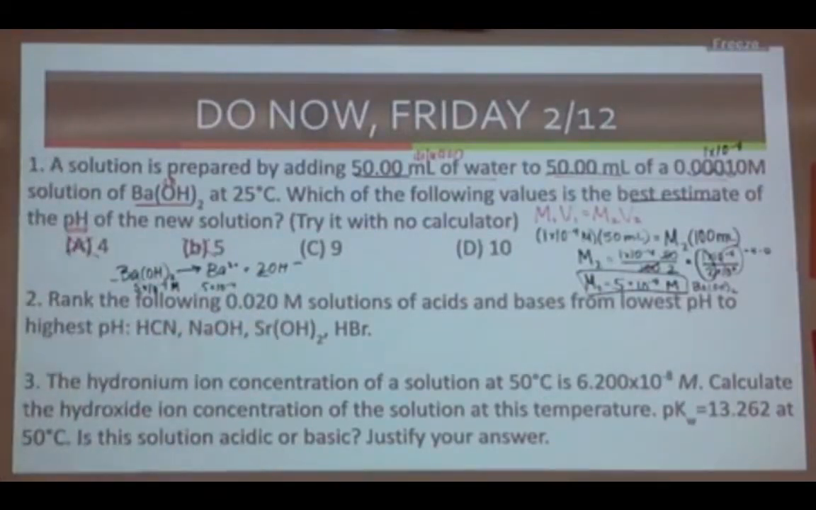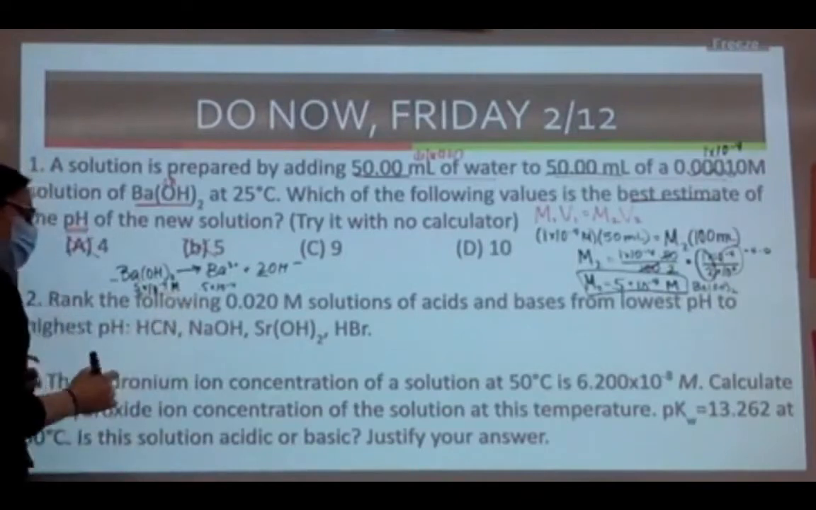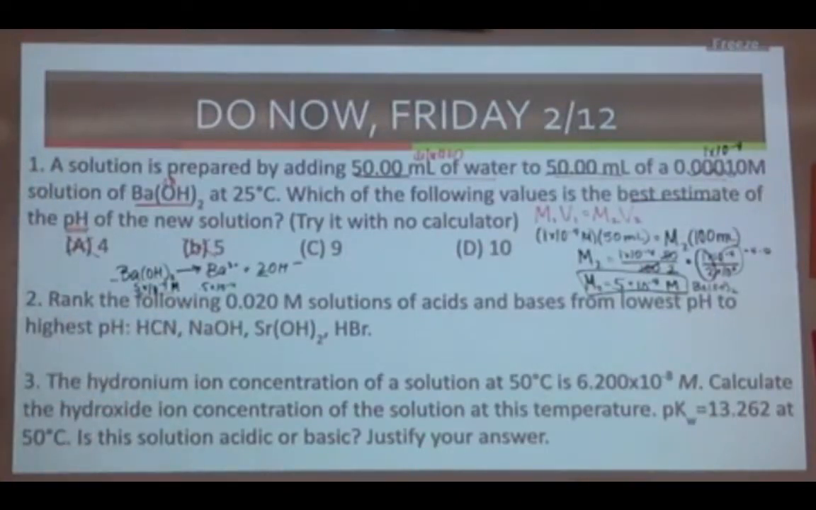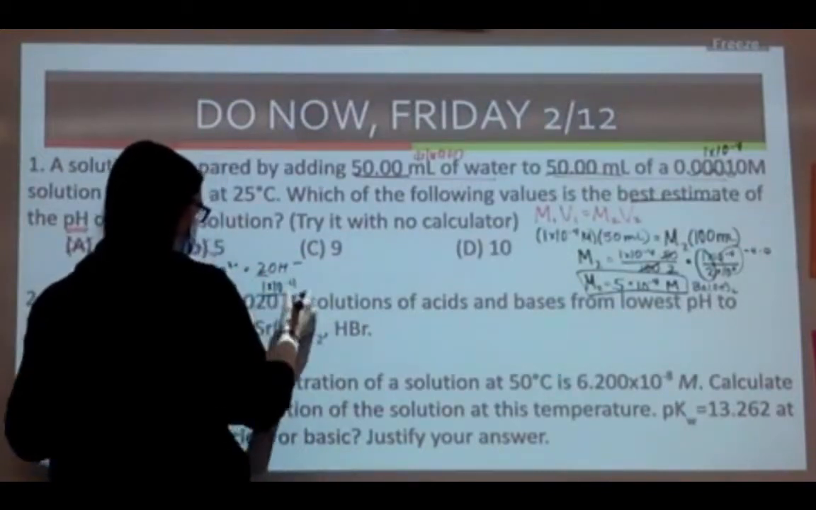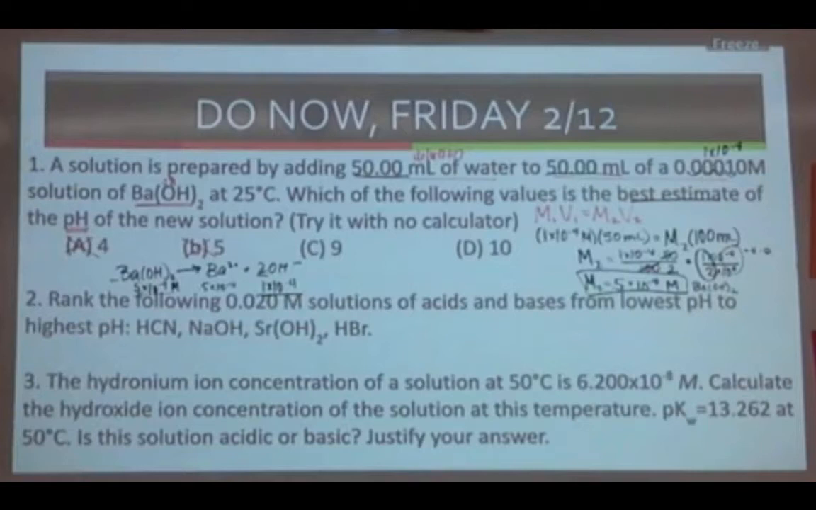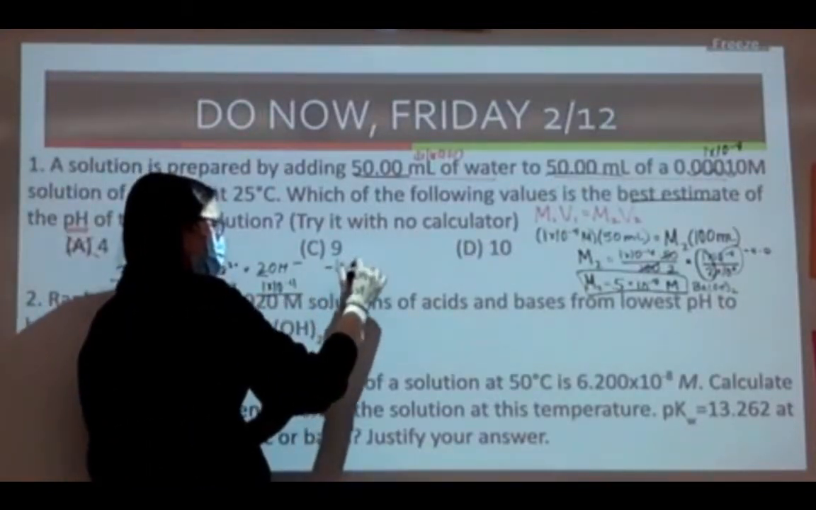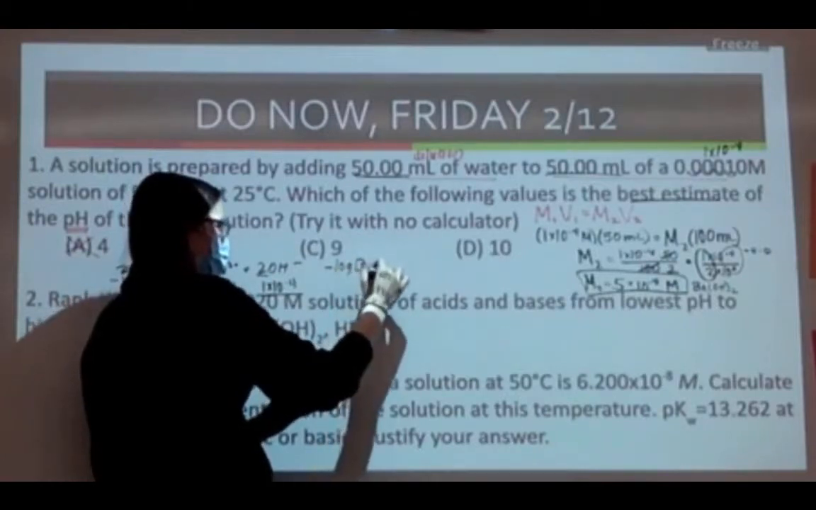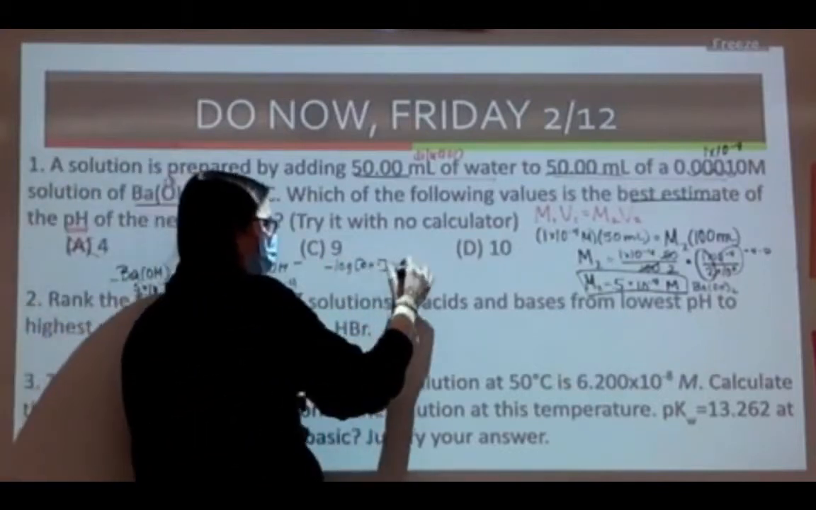I'm going to have twice as much OH minus. If I multiply this by 2, you just multiply the 0.5 by 2. Here's my OH minus concentration, 1 times 10 to the negative 4th. If I take the negative log of this, negative log of OH minus is pOH.